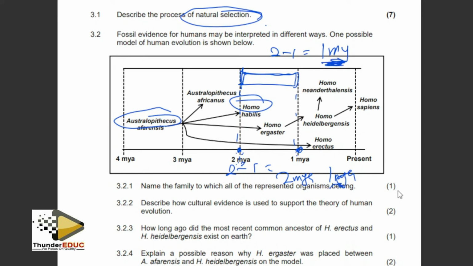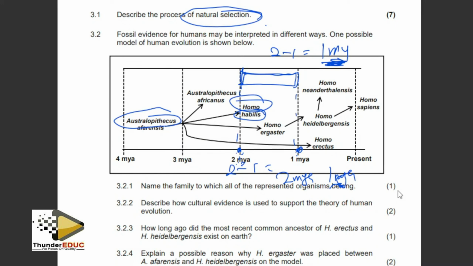Which species first used the tools? When they ask you which species, if it is not indicated here, it is Homo habilis. That's why it's called handyman. Which species first walked on 2 limbs? If it's not indicated here, it's going to be Homo erectus. I repeat, Homo erectus.